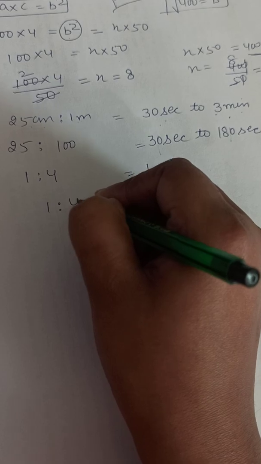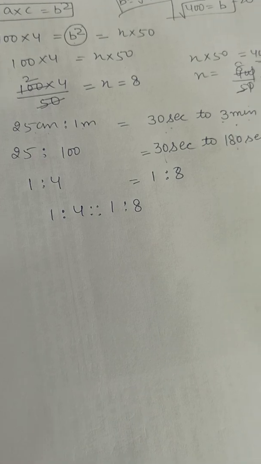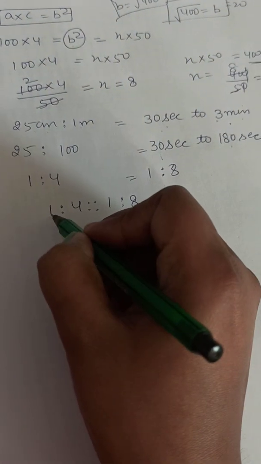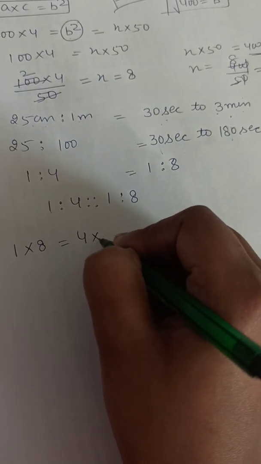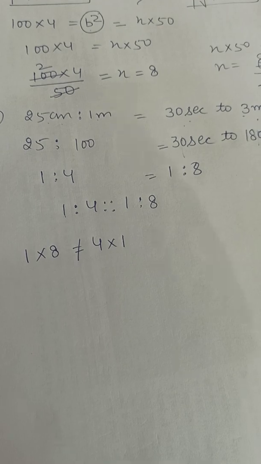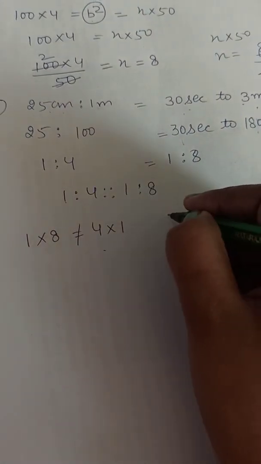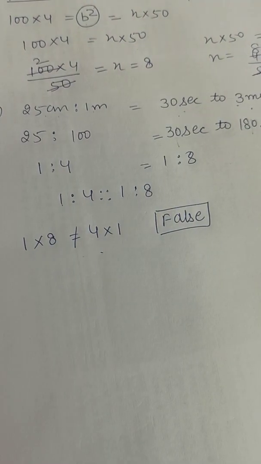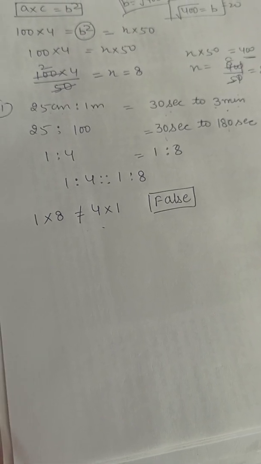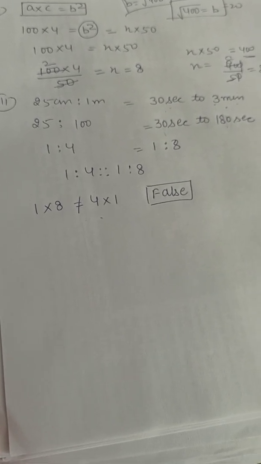Now we have to check they are in proportion or not. So how will you go for proportion? This sign. And for the proportion, what is it? Product of first and fourth is equal to product of second and third? 1 multiply 8, is it equal to 4 multiply 1? No. So this is false. Right? So clear this question? The statement is false. You can check like this, beta, whether the given statement is true or not. Now question number 12.